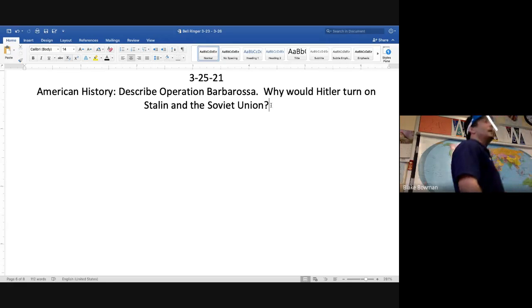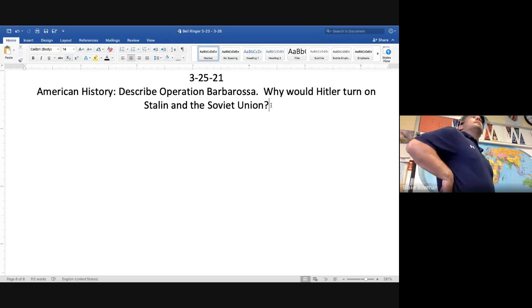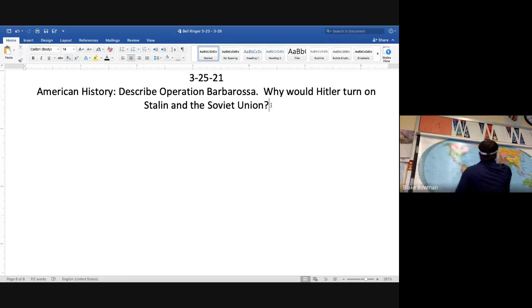Yeah, and what land did they take? No, this country between Germany and the Soviet Union. It's a blank. Starts with a P. Poland. Yeah, Poland. Good job. Good job.